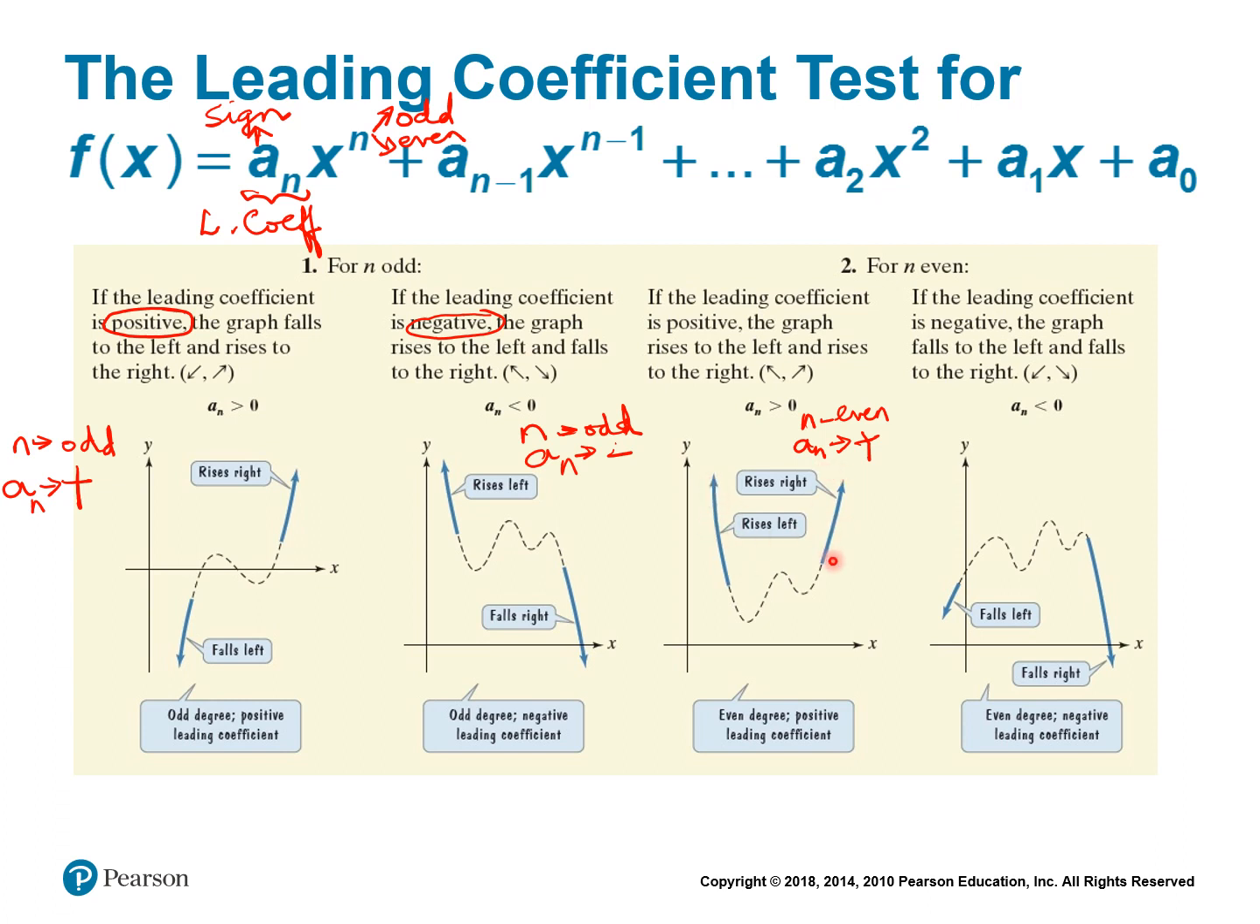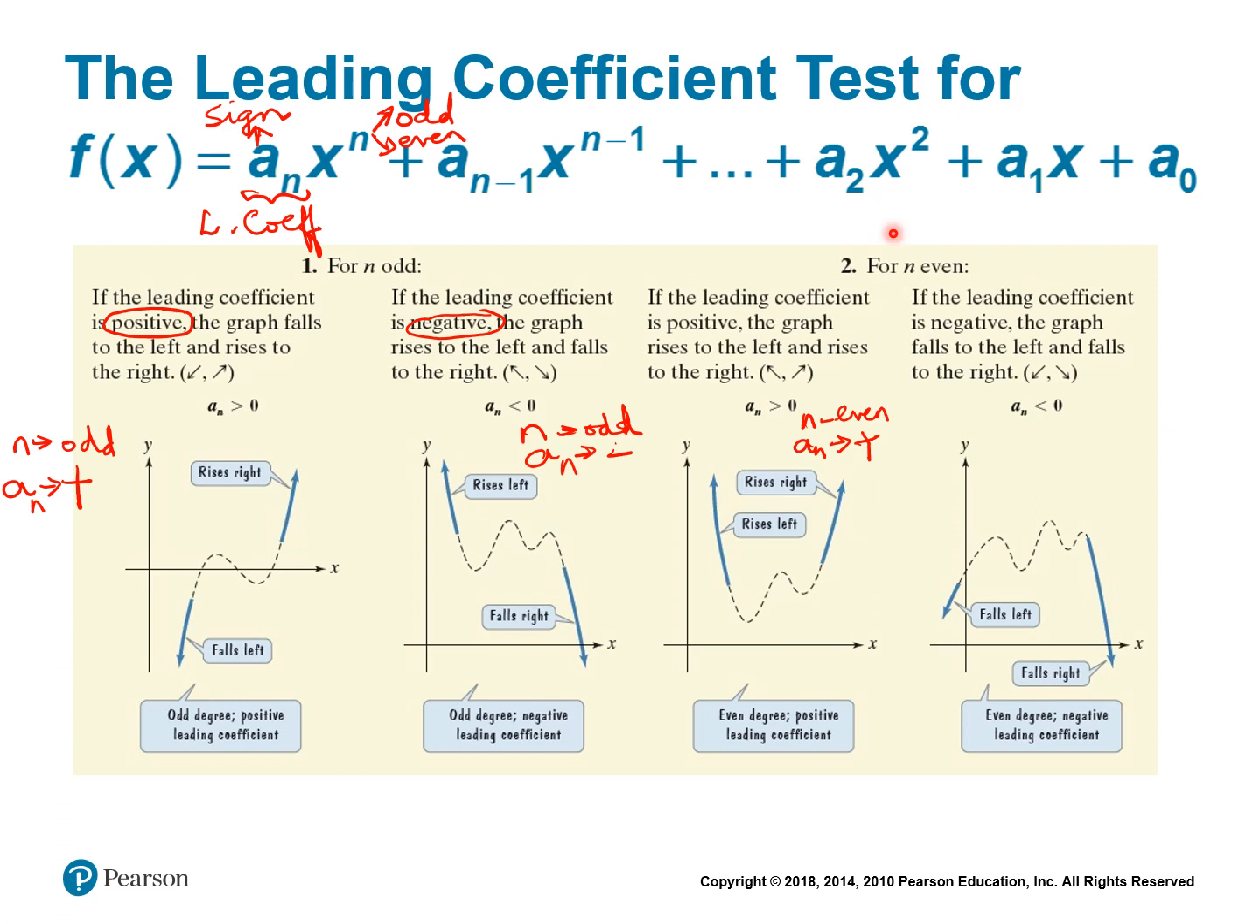Both ends rise. However, because this is not really a parabola, because n is not 2, it could be 4, n could be 6, it could be 8, it could be 10, it could be 24. The graph in between the two ends will have rises and falls.